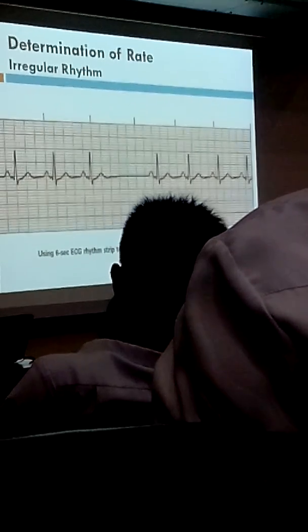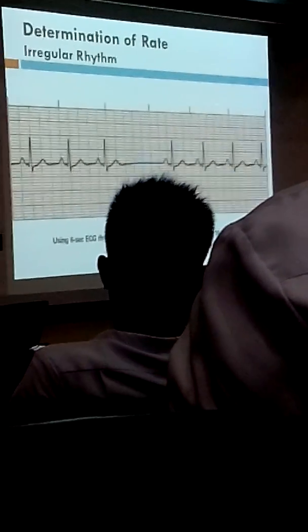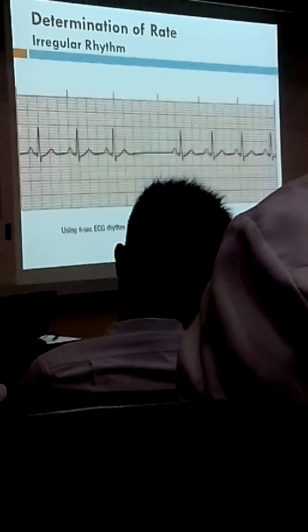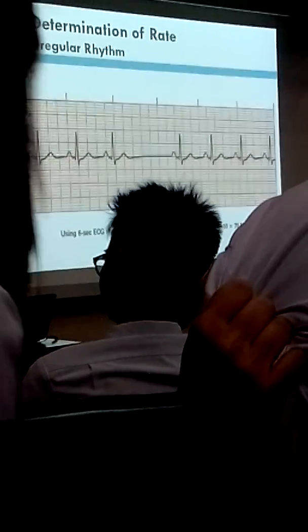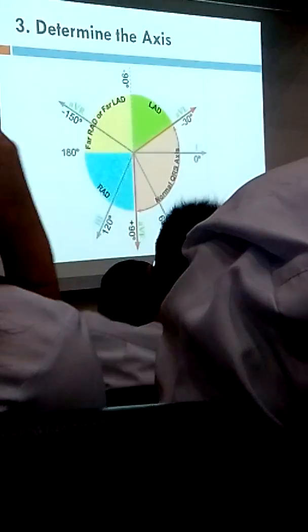How about this one? 1, 2, 3, 4, 5, 6. This is a 6-second strip. So how many complexes are there? 7. So this is approximately 70 beats per minute. So this is how you report it.